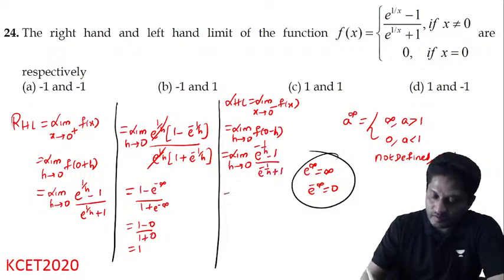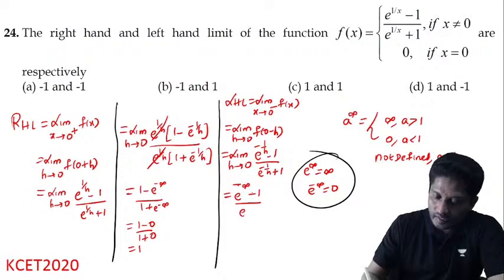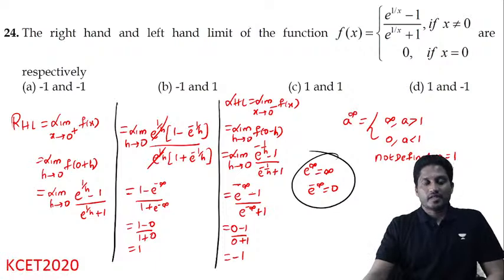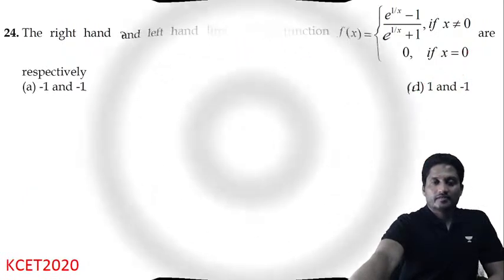Now if h is tending to 0, e power minus infinity minus 1, again e power minus infinity plus 1. This is 0 minus 1 by 0 plus 1, which is equal to minus 1. So right hand limit will be plus 1, left hand limit will be minus 1. Answer is 1 and minus 1. Last option D. Let's move to the next question.